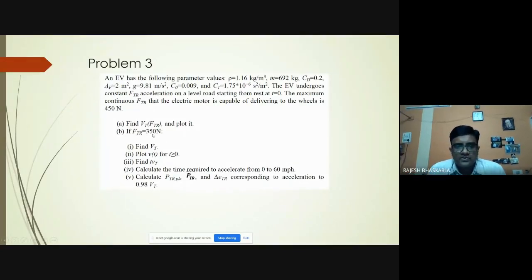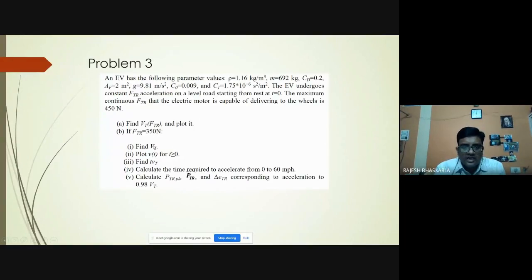So now this vehicle, even though it can go at a maximum tractive effort of 450 Newton, it is only going at 350 Newton. So you have to understand this. Now you are supposed to calculate the value of VT at this FTR. You have to calculate velocity, and then you have to plot V of t. Whatever he has mentioned, you can neglect this A and B. Simply here you can plot the value of V of t. And then you have to find t.